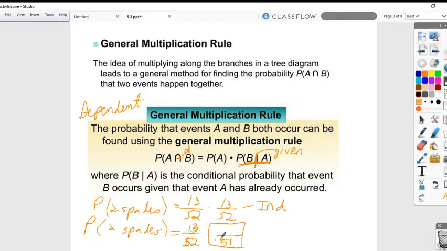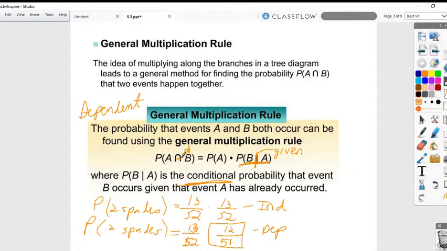Now, whatever happens here will depend on what happens here. If I pulled a spade out and then didn't replace it, I only have 12 spades left. That is dependent probability. This second thing right here is called conditional probability because this probability is based on the condition that this happens first.